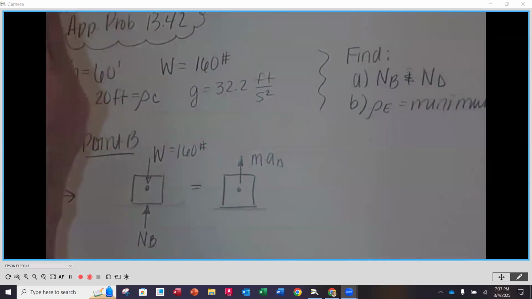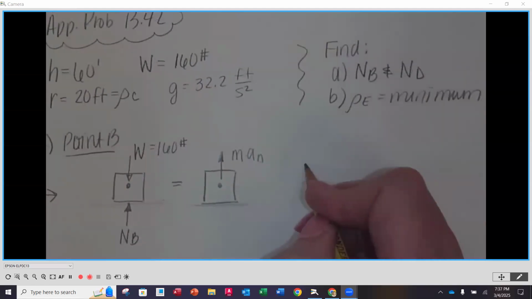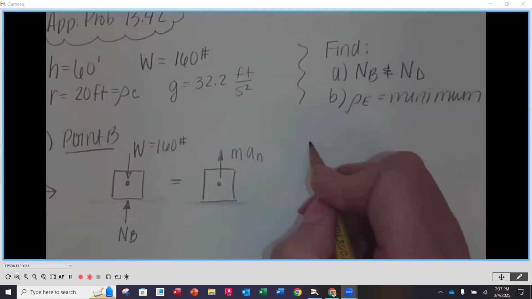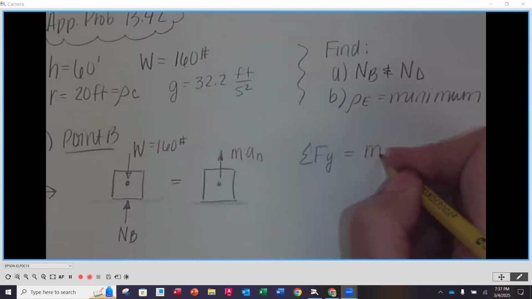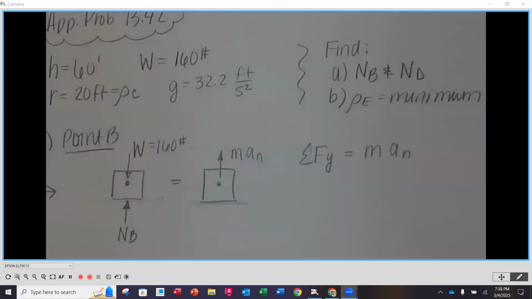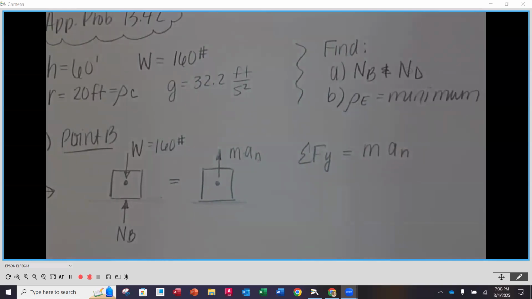Okay. So now what we're going to do is say, okay, the summation of the forces in the y direction is going to be equal to mass times the normal acceleration.